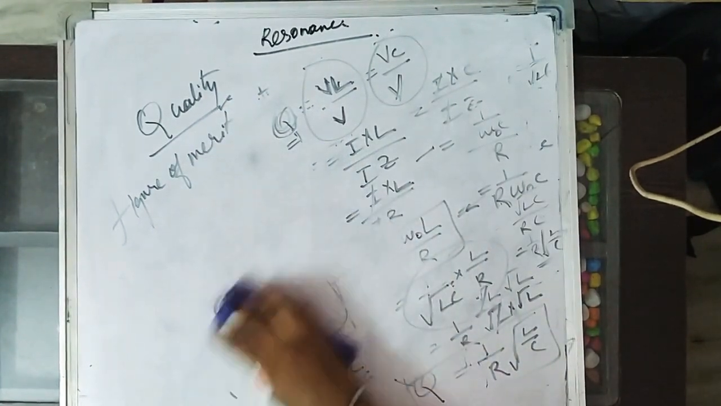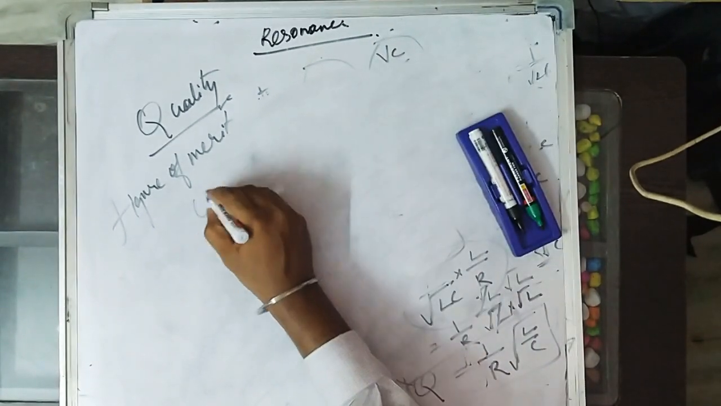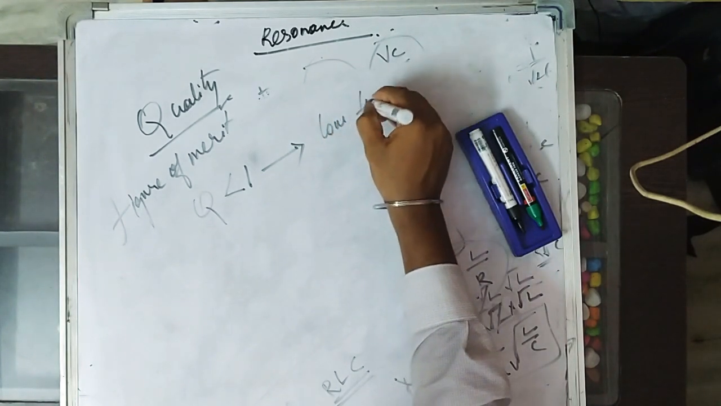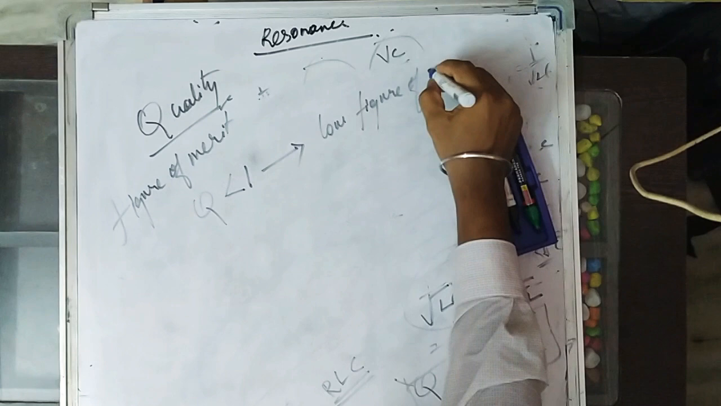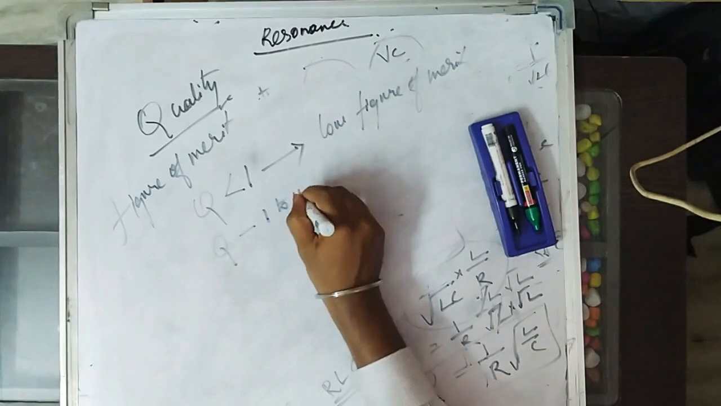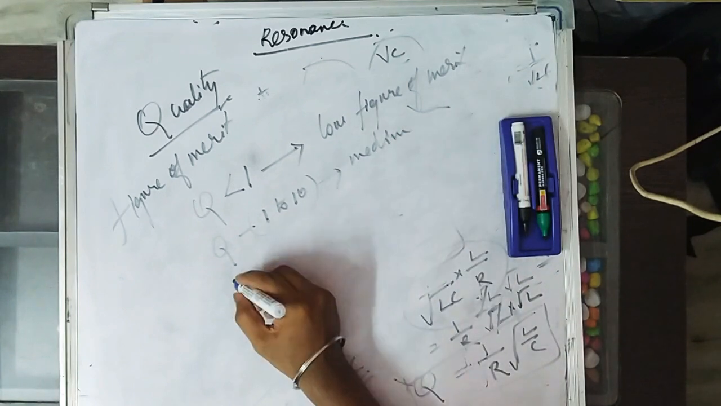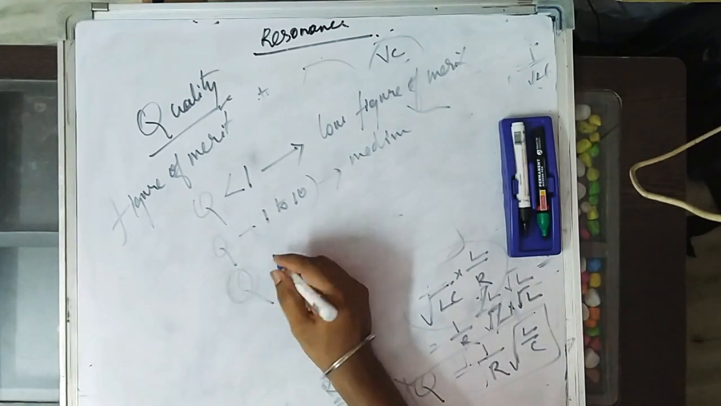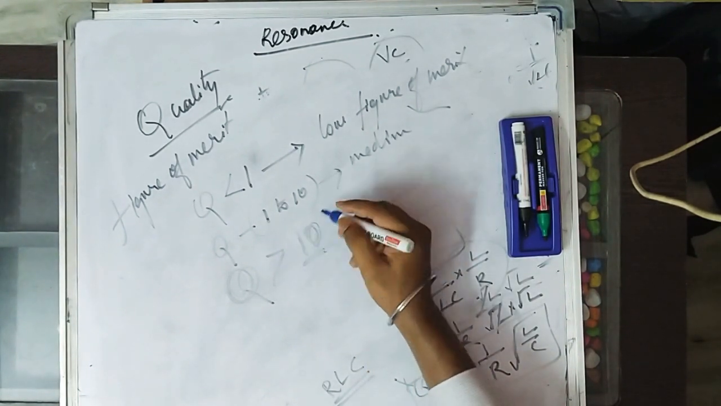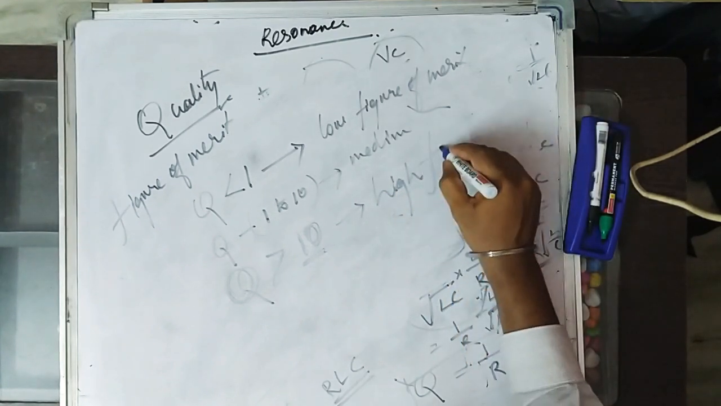The quality factor Q is unitless; it is only a numerical value. If the quality factor Q is less than 1, that is a low figure of merit. If the quality factor is between 1 and 10, then it is a medium figure of merit. If the quality factor is more than 10, then it has a high figure of merit.